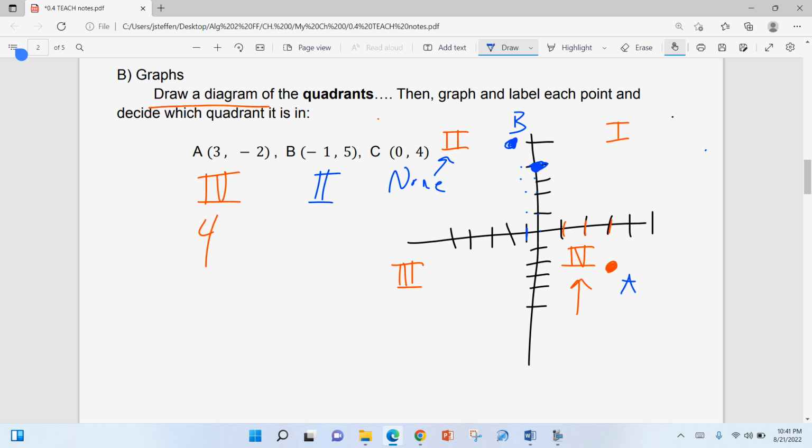If you want to be a little bit more specific, you could say it's on the y-axis. But I would just put none. I think that's the easiest.